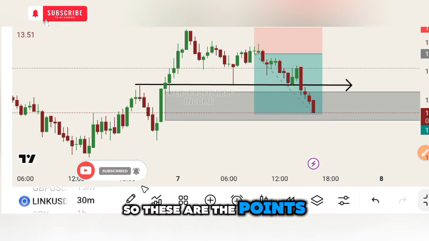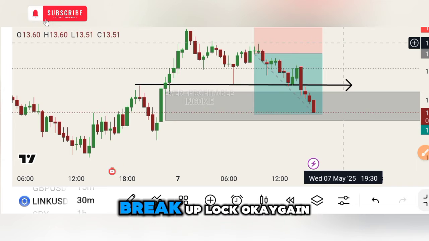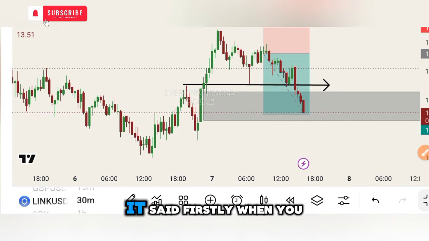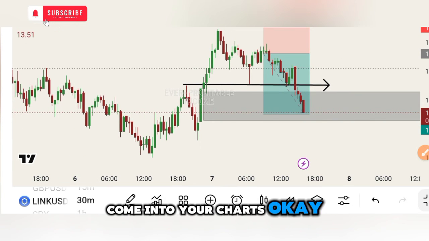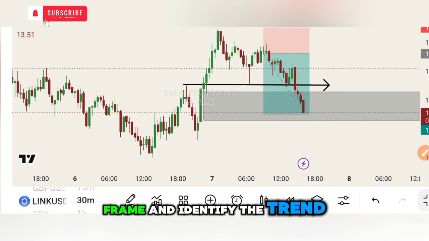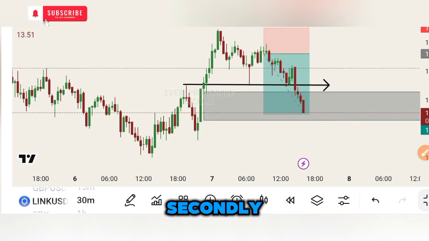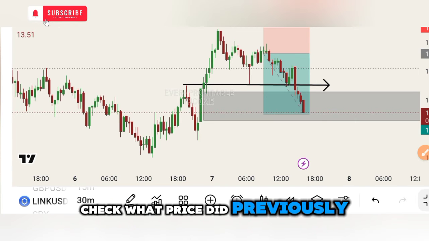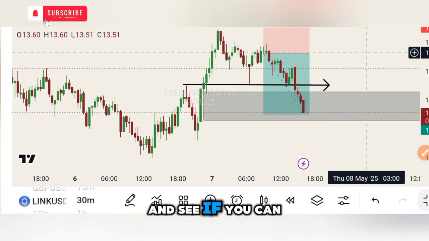These are the points, and I'm going to highlight them once again. Firstly, when you come into your charts, the first thing to do is go to the higher time frame and identify the trend. Then secondly, check what price did previously and see if you can get an opportunity for an entry.